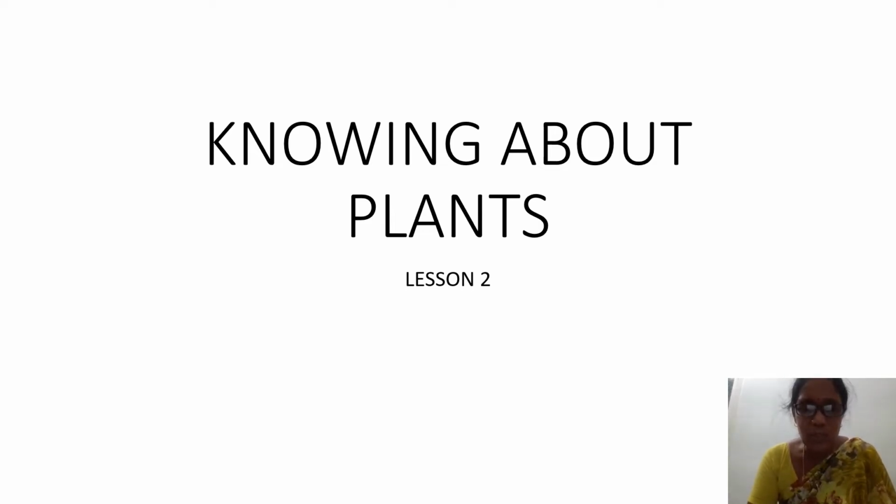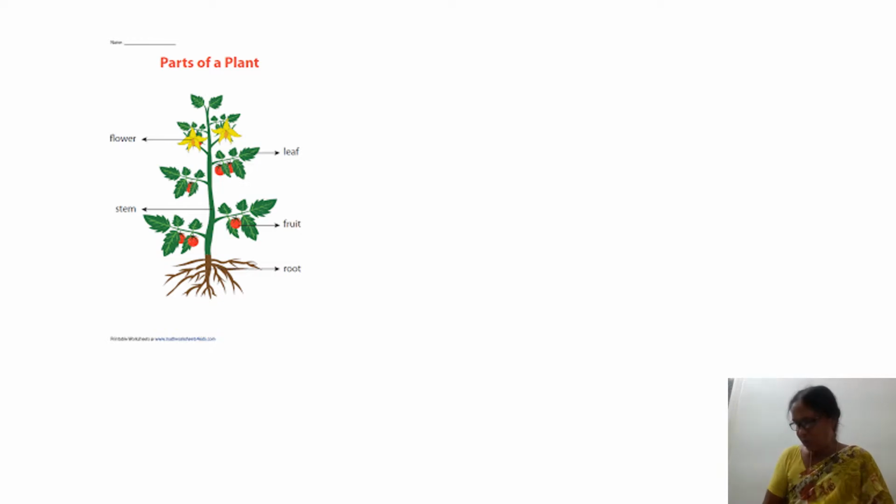Let's go for the next picture. Look at the picture. Nikhil, look at the picture. This is a plant. Look at the parts of the plant. It has roots. It has fruits, leaves, flowers, stem. Yes, there's a plant. Once you look at the plant, know about the parts of the plant.